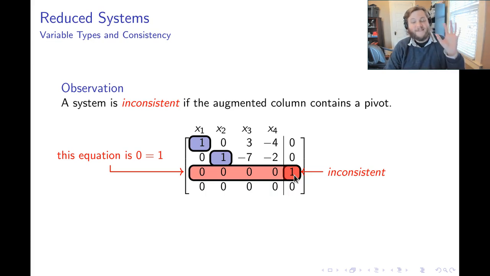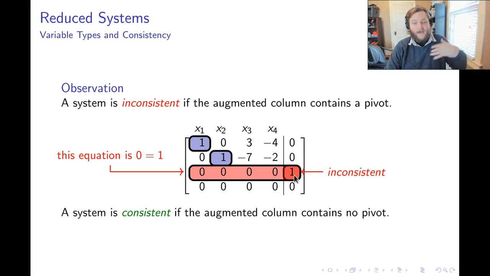So a system is inconsistent if there's a pivot in the augmented column, and on the other hand, the system is consistent if the augmented column contains no pivot. So this is the second layer of analysis that we perform if our system is in reduced row echelon form. The first thing we do is we locate the dependent and free variables. The second thing we do is we determine whether or not the system is consistent by verifying whether or not there's a pivot in the augmented column.